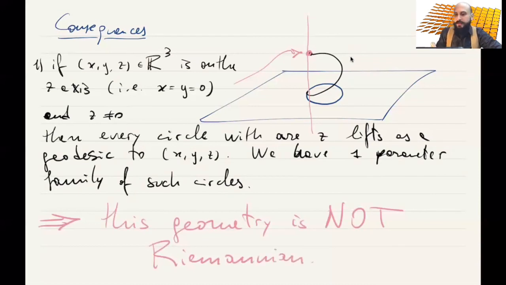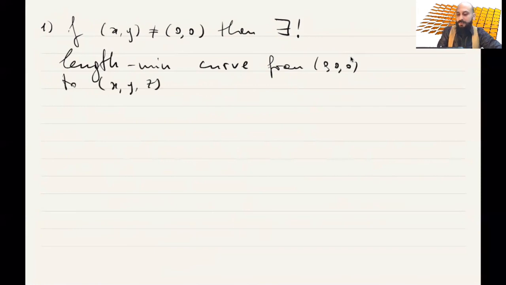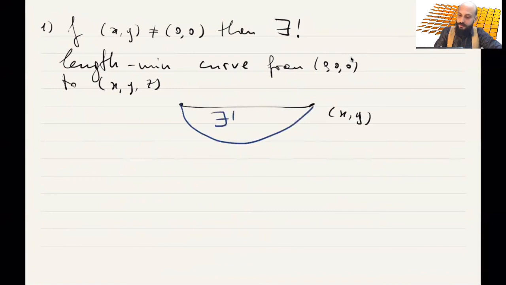Okay. However, it is true that if you take a point not in the z-axis, then the length minimizing curve is unique. So if x, y is not the 0, 0 point, then there exists a unique length minimizing curve also from 0, 0, 0 to x, y, z. And again, what you have to do, you take the point x, y, and you observe that there exists a unique arc, a unique circle such that this area here is z. And you see this by continuity.